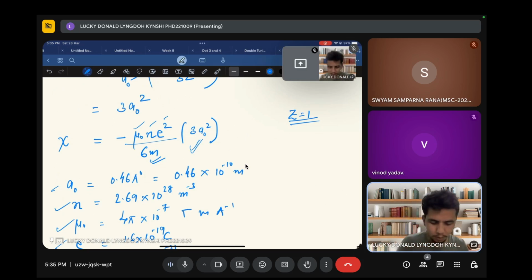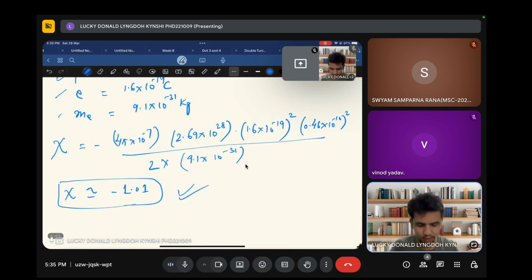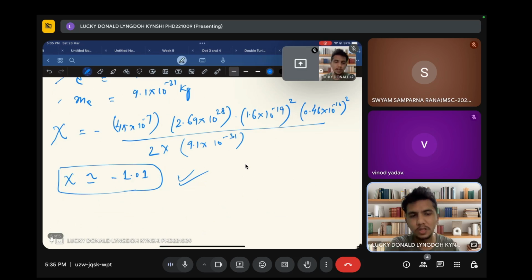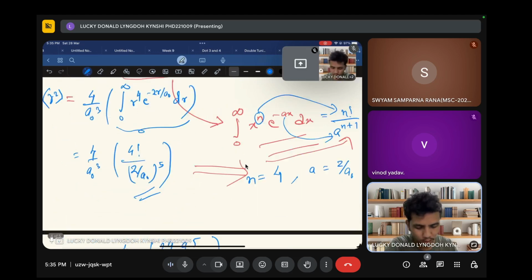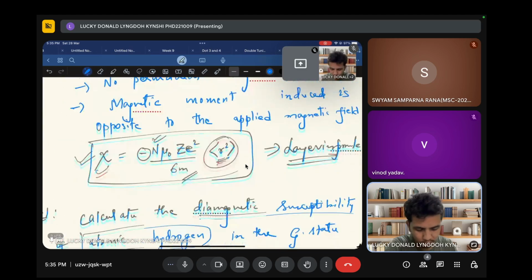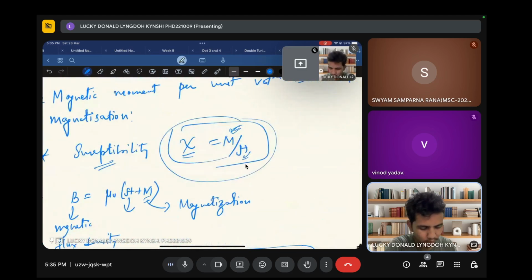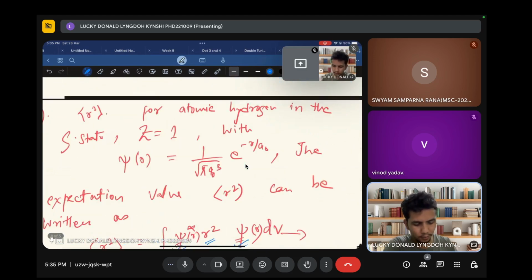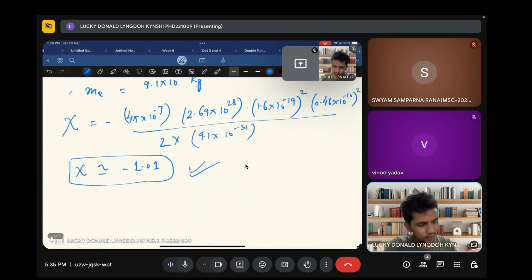And remember that your susceptibility is negative. For diamagnetism, the susceptibility is negative. What does it mean? As I've just mentioned, your susceptibility is directly related to your magnetization, the main equation. So if your magnetization is negative, then your susceptibility also is negative. Okay, fine. So this is a very standard problem.